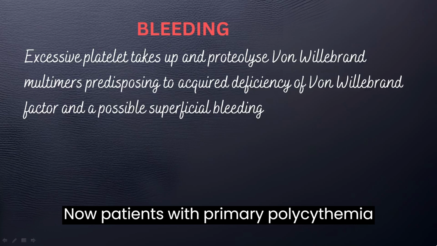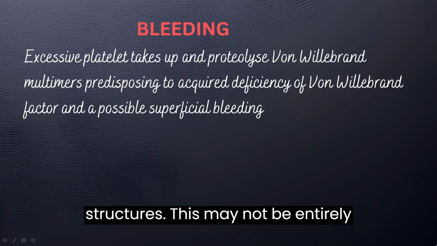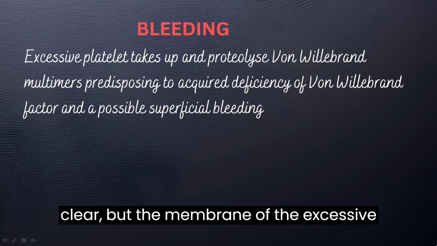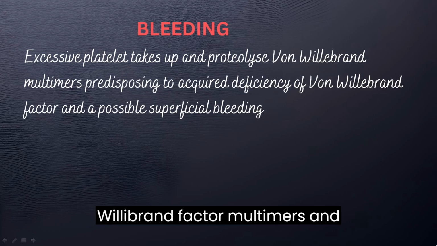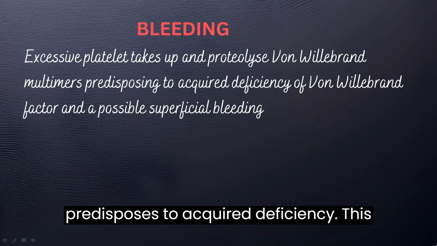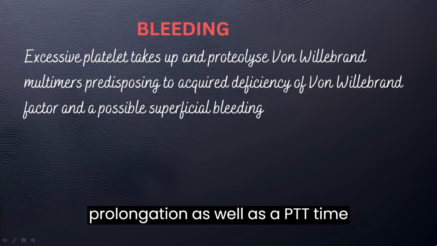Now, patients with primary polycythemia may also have bleeding from superficial structures. This may not be entirely clear, but the membrane of the excessive platelets can soak up all the von Willebrand factor multimers and predispose to acquired deficiency. This would lead to a bleeding time prolongation as well as a PTT prolongation.